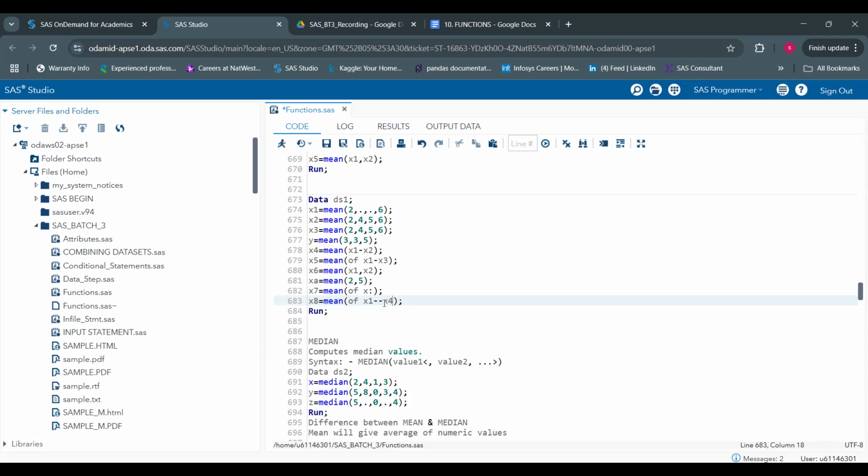Think for a minute. Just think logically. It may include y also, I think, all the values between x1 and x4. Between x1 and x4, yes. So which all values will be covered, ma'am? x2, x3, okay, and y is also included, I'm thinking.